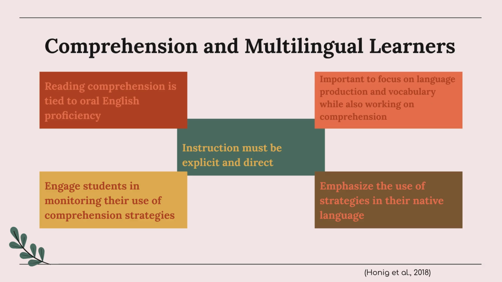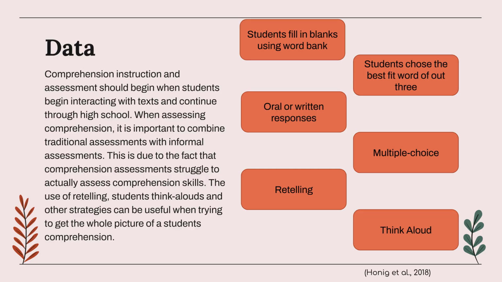For multilingual learners, instruction should be explicit and direct. They should engage students in monitoring their use of comprehension strategies. And they should also emphasize the use of strategies in their native language. So if they understand comprehension strategies in their own native language, those strategies should be used when they are trying to comprehend English as well.